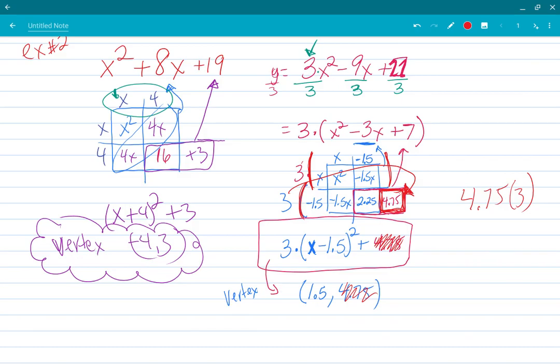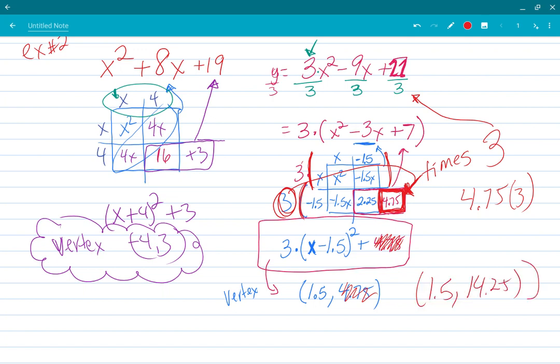So here's the important thing. When you are adding this extra piece, if there's a number out here, you have to multiply it because there's 3 sets of these for this case, right? Times 3, whatever you started with, okay? All right, so this vertex was actually 1.5 comma 14.25.